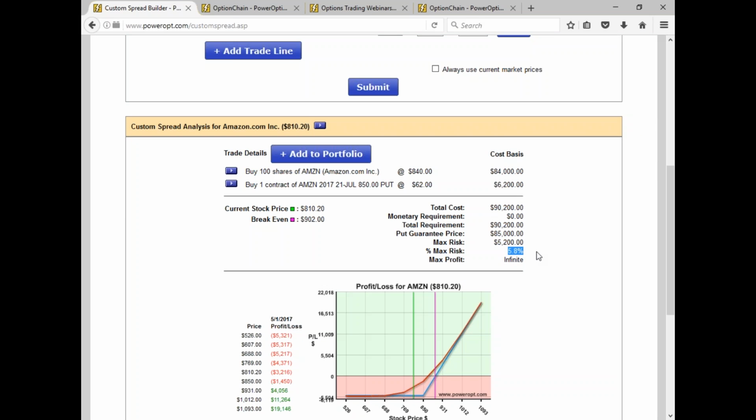It's a good risk. I mean, let's just focus on the risk. 5.8% of what we invested. Let's ignore the fact that it's a $90,000 trade at this point. Yes, I'm with you guys.